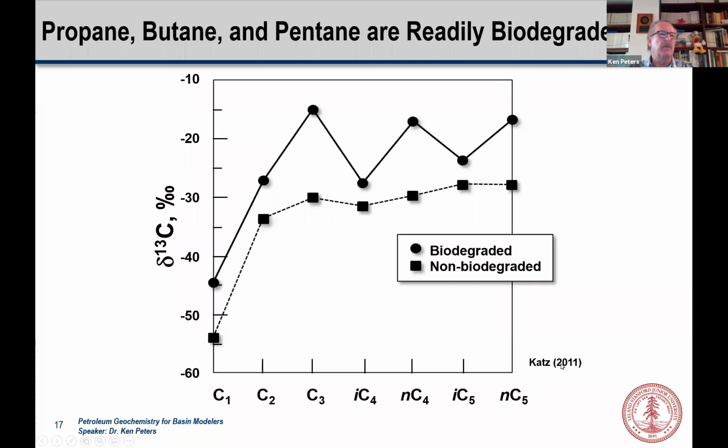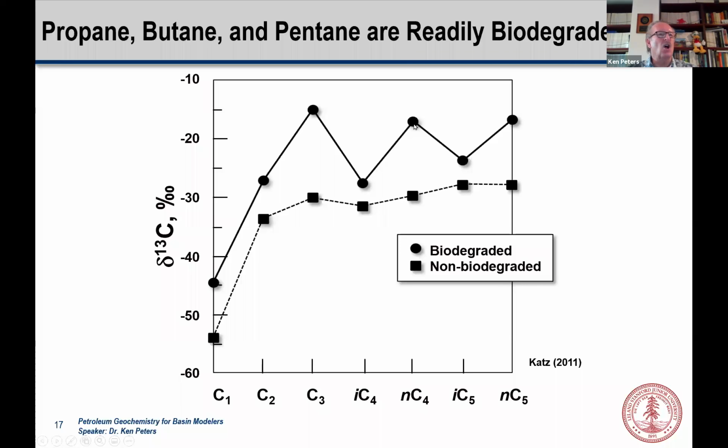This is from a paper by Barry Katz, and I think it's a beautiful example of very negative isotope composition for the methane. But if you go to the NC3, the NC4 and the NC5, isotopically this gas, those are isotopically enriched in carbon-13. And that's because those compounds have been preferentially biodegraded, and what's left is enriched in carbon-13.